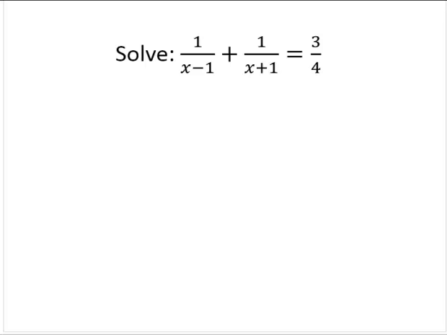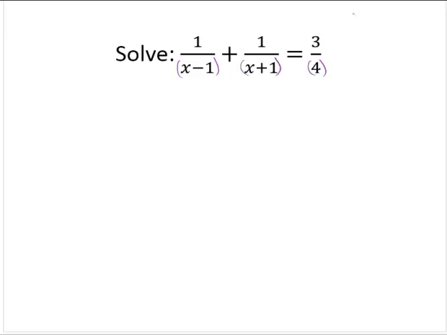Solve the equation 1 over x minus 1 plus 1 over x plus 1 is equal to 3/4. To solve a rational equation like this, the first step is to find the LCD and multiply through the entire equation by that LCD. So if we look at our denominators, we have a factor of x minus 1, a factor of x plus 1, and a factor of 4.